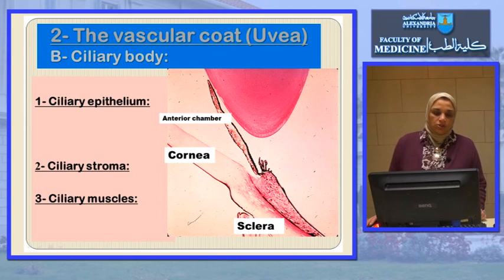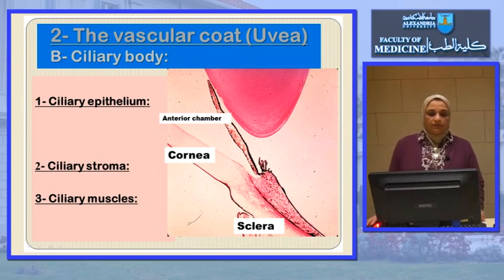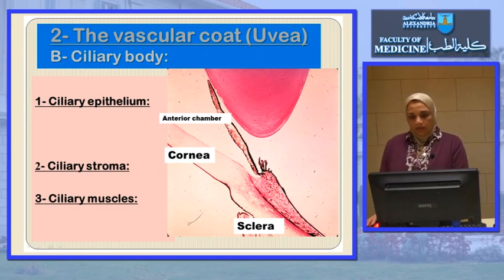What are the histological characteristic features of the ciliary body? This ciliary body is composed of three main parts: ciliary epithelium, ciliary stroma, and ciliary muscles. This is the ciliary epithelium. This is the ciliary body with the ciliary processes. It's covered with epithelium.